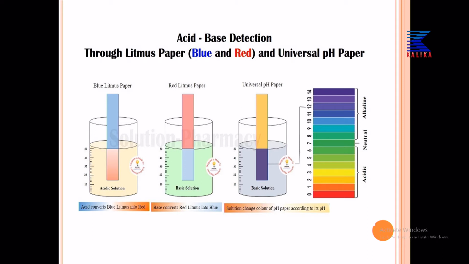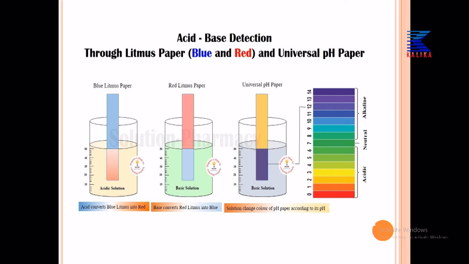The solution changes the color of the pH paper according to its pH. Here I am using the term pH. pH means the percentage of hydrogen ion concentration in the given solution. There the blue color indicates that in the basic solution its pH is 12.